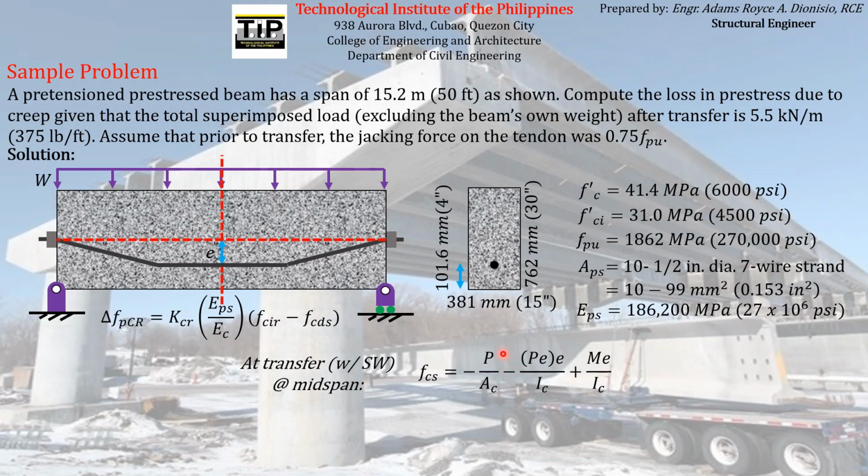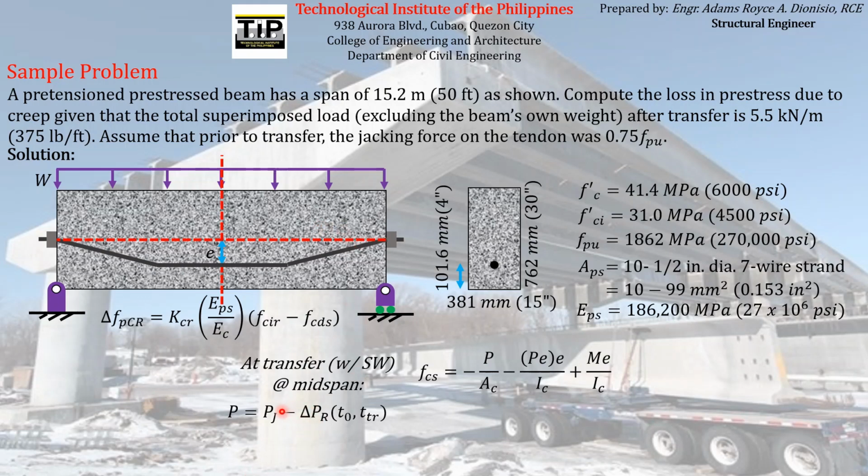So the first thing that we need to find for us to be able to find FCIR, which is actually similar to FCS, if you can see this formula, so they are just pertaining to the same magnitude or the same value, is the magnitude of P, which is just the prestressing force that is being transferred to the concrete element when the prestressing reinforcement is cut. So this is actually the prestressing force that is being transferred to the concrete.